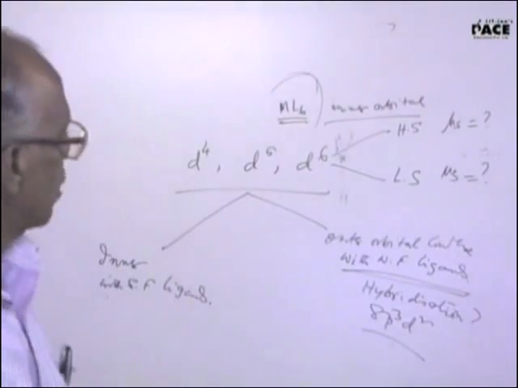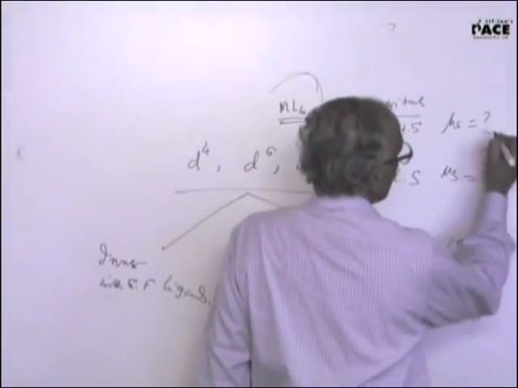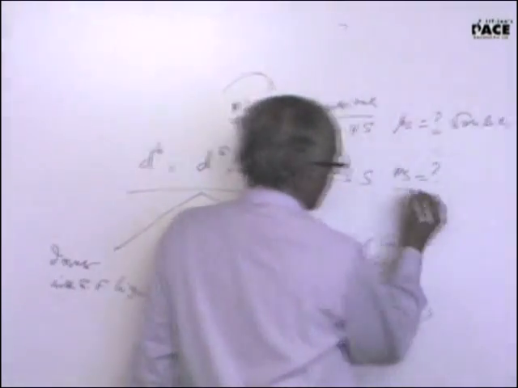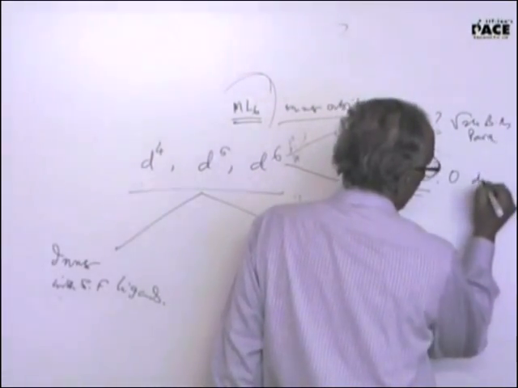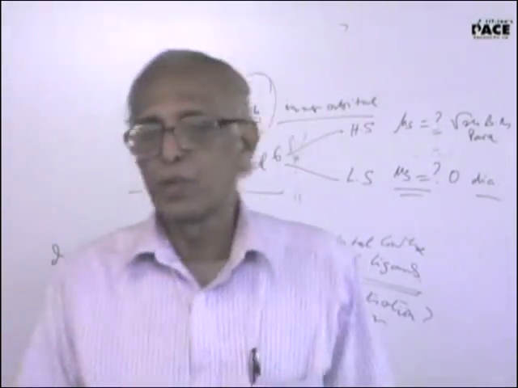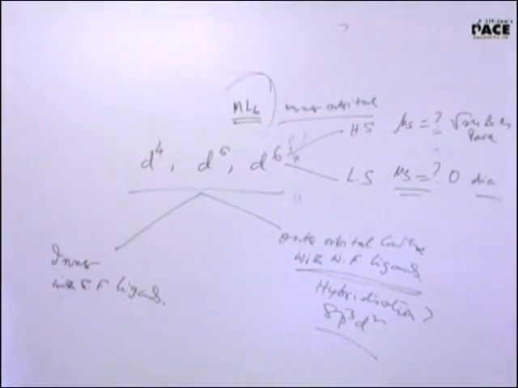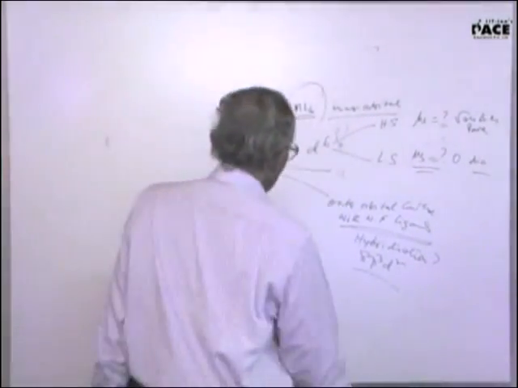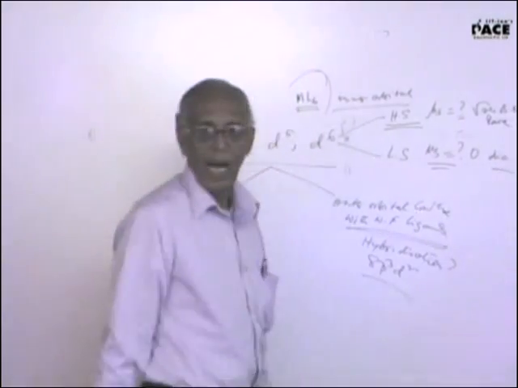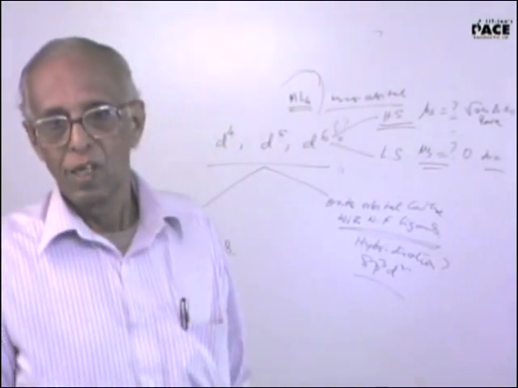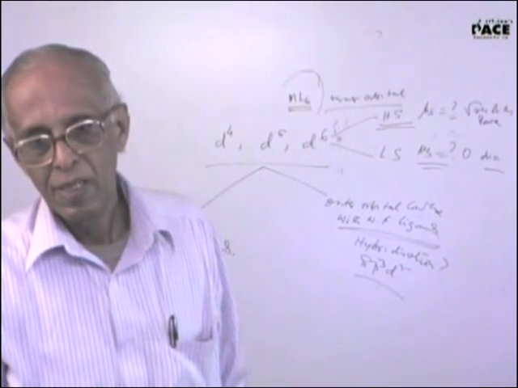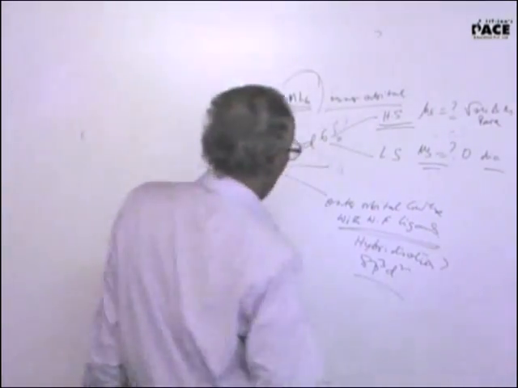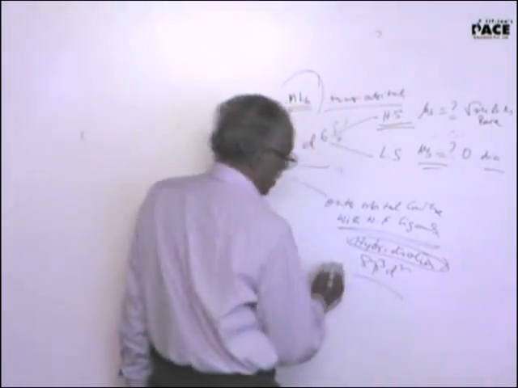So the mu value for high spin, what will be the value? Root 24. And what will be the value here? Zero. So one will be paramagnetic and the other will be diamagnetic. Yes. So you can differentiate whether you have low spin or high spin. If I have high spin, I will have a magnetic moment.